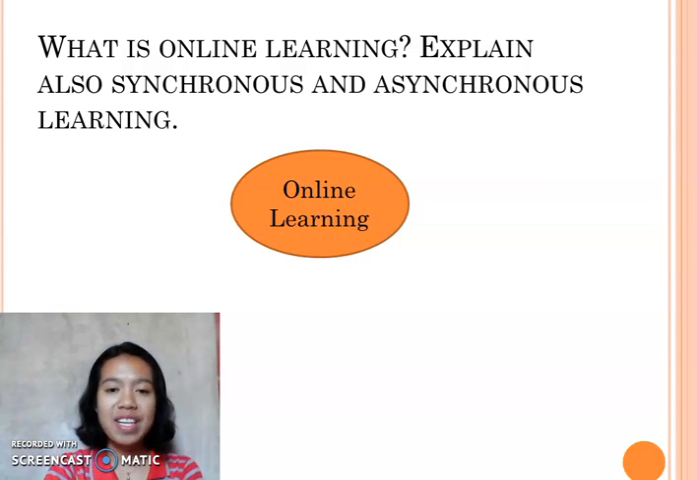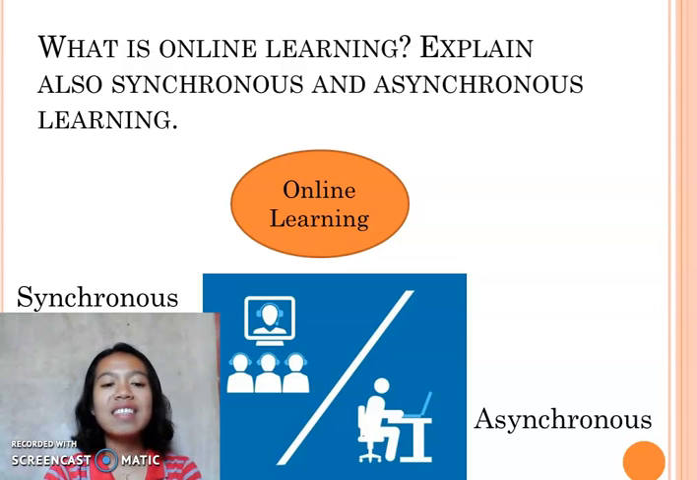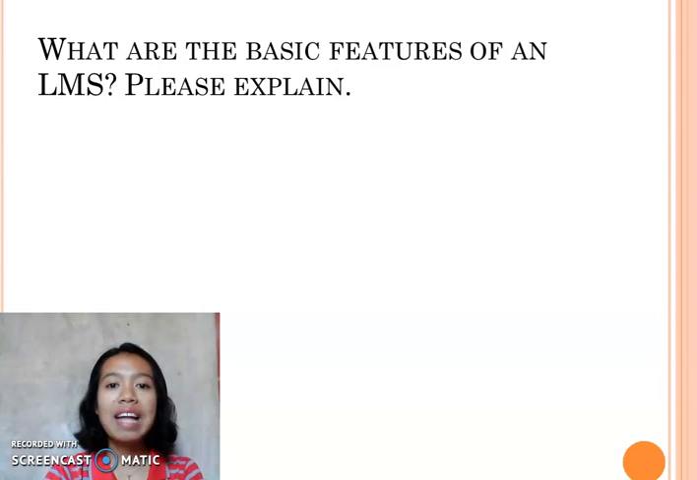Based on my opinion, online learning is an education that takes place on the internet that we can call e-learning. And the synchronous learning is online learning that happens at the same time. For example, Skype. And the asynchronous learning is online learning that happens at different times. For example, YouTube.